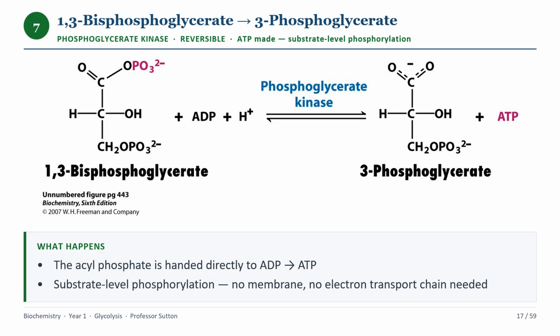1,3-bisphosphoglycerate plus ADP gives 3-phosphoglycerate plus ATP. Phosphoglycerate kinase is reversible. This is your first ATP-generating step, and it is substrate-level phosphorylation. The phosphate is handed directly from substrate to ADP. No membrane, no proton gradient, no electron transport chain. That is why this reaction works in a cell with no mitochondria and in a tissue with no oxygen.